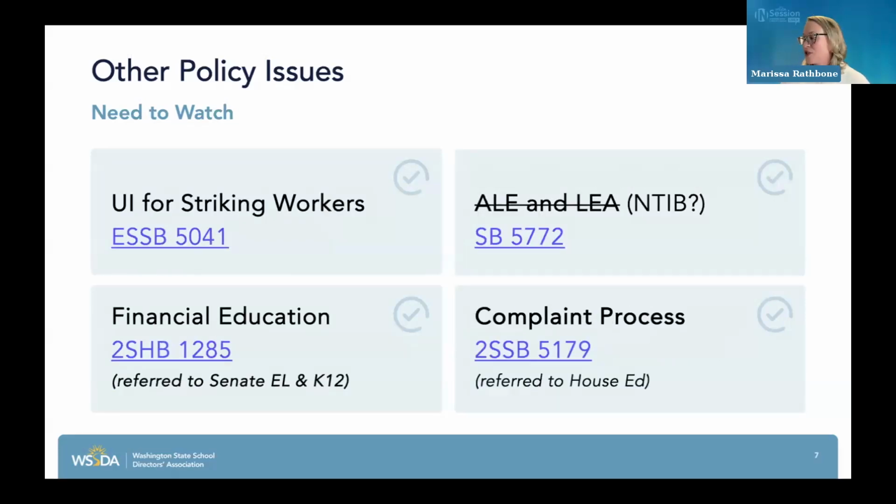Then a couple other policies, just want to keep you aware of. Unemployment insurance for striking workers. WASA and WSSDA drafted a joint letter that was shared with the entire Senate last week before it came to a floor vote. We understood that it had strong majority support. There were 2 dissenting votes on the Democrat side, and Senator Wellman was one of them, although she has been informed that it won't affect school districts because school district employees are not legally allowed to strike.